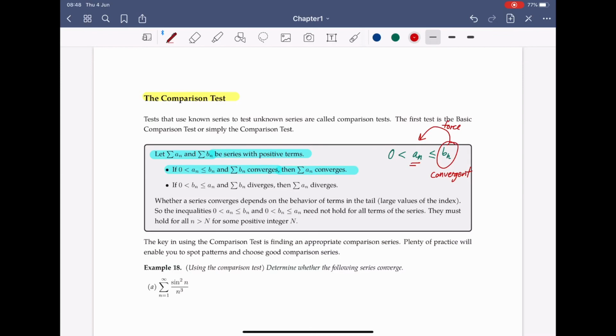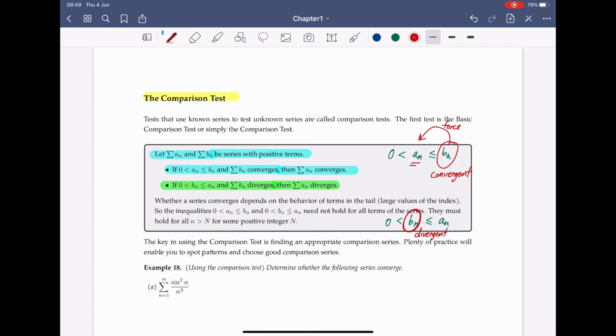Which does make sense. And the other one that I highlight in green here is if 0 less than b n less than or equal to a n, and you know that the summation of b n diverges, then you can conclude that the summation of a n diverges as well. So on the other hand, if you have 0 less than b n less than or equal to a n, and you know that b n is divergent, well, even the small thing is divergent.